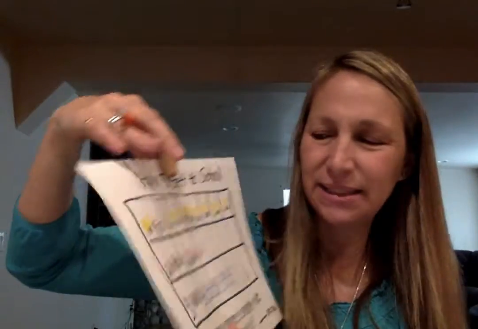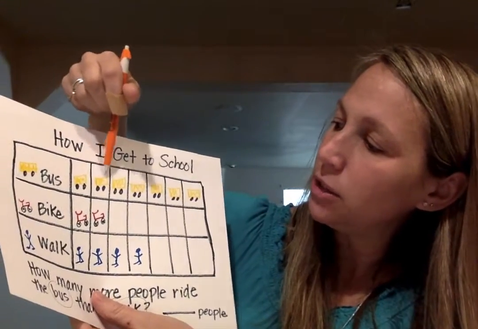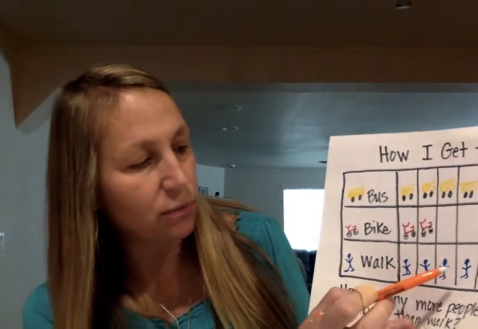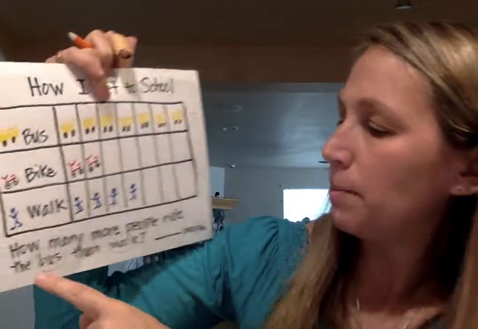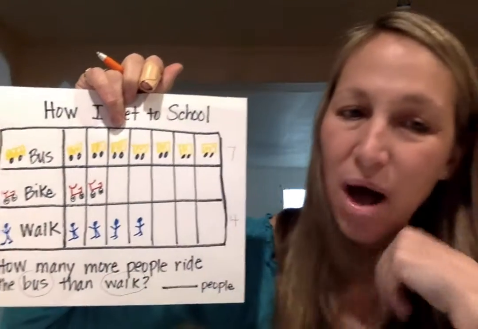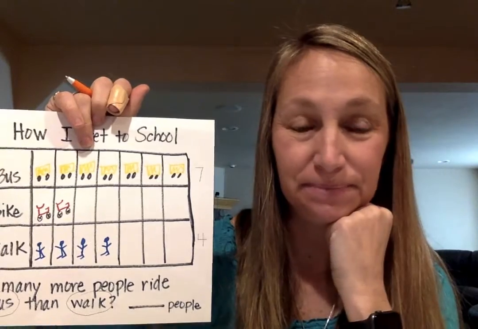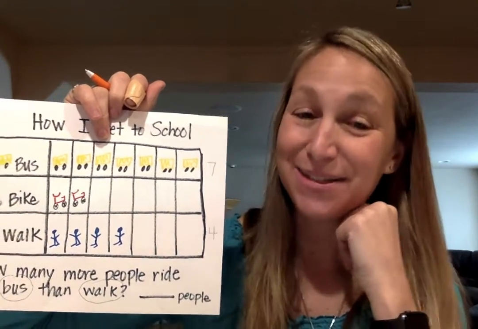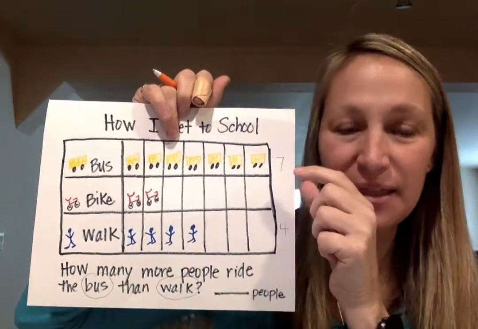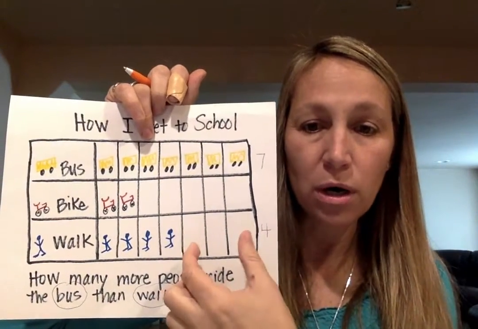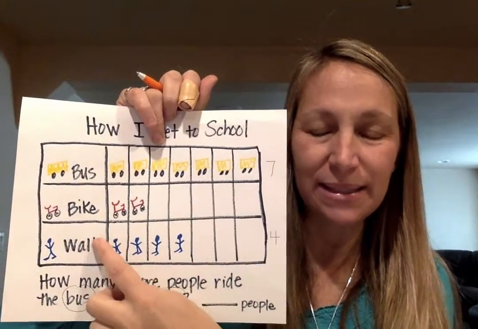So how many did we say had bus? 1, 2, 3, 4, 5, 6, 7. How many walked? 1, 2, 3, 4. Now the question says, how many more people ride the bus than walk? Is that an addition problem or a subtraction problem? It's subtraction, you're right. So we're going to take the bigger figure, 7, take away 4, or we could count how many more buses there are than walkers.